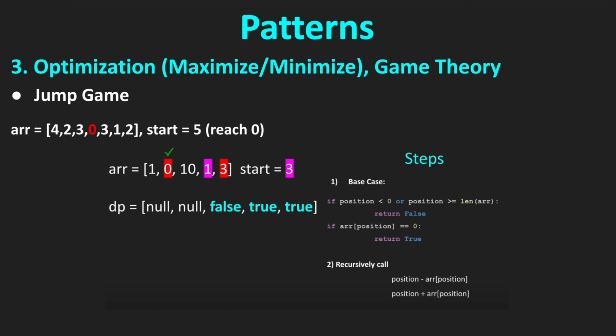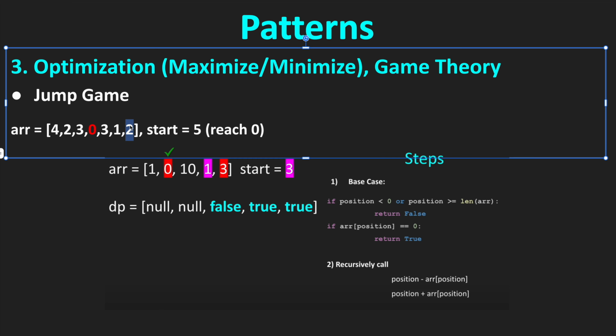And what we need to find out is whether we can reach an index where the value is equal to 0. At each step, we can either jump to the left or right by the value of that position. For example, if we are starting from 5, we can jump 1 step to the left or 1 step to the right. Let's say we jumped 1 step to the right. From here we can again jump 2 steps to the right or 2 steps to the left.